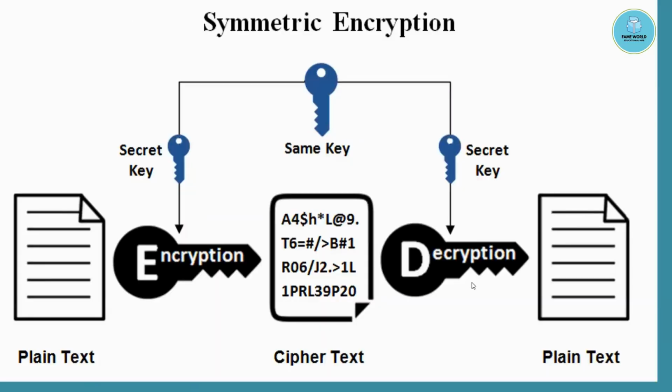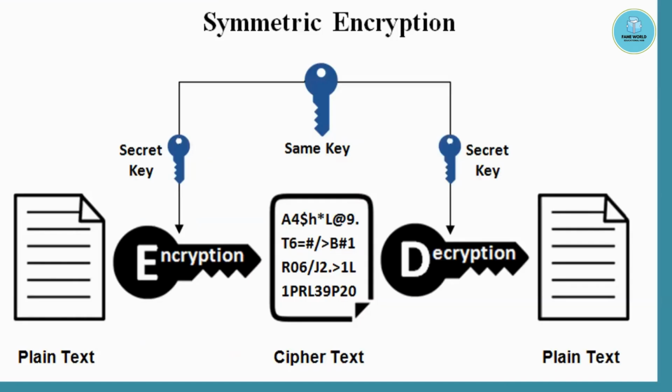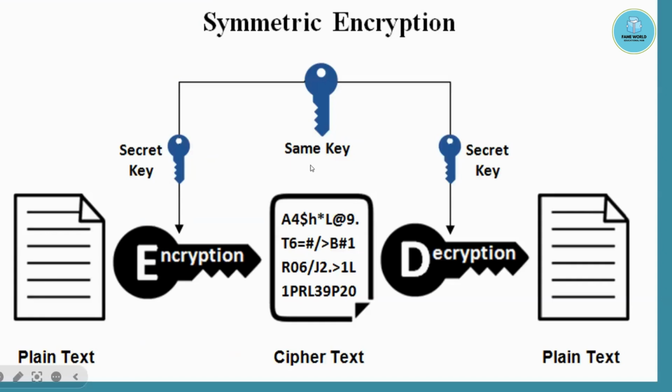This is the diagram for the symmetric encryption. You can see here the secret key is the same. Plain text, which means the normal data that is going to be inserted, will be encrypted with the help of some hash code and so on. The text which is encrypted is known as the cipher text. Then it is decrypted on the receiving end. So that is the symmetric encryption.